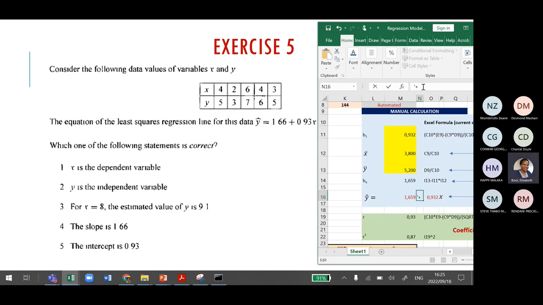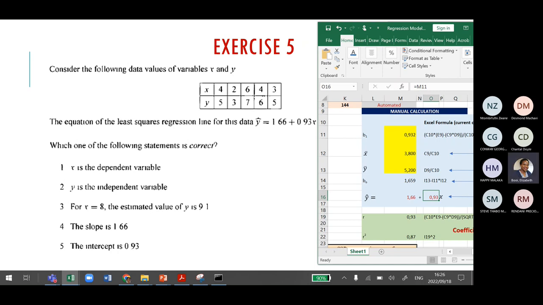Shouldn't have removed it. Okay, so say this. Which is the same as that? Y hat is equal to 1. It's 2 decimals. We can also reduce it to 2 decimals. Also on here, we can reduce it to 2 decimals. So it's 1.66 plus 0.39, which is the same as what we have here. So it means we can answer any of these questions. Our data is correct.